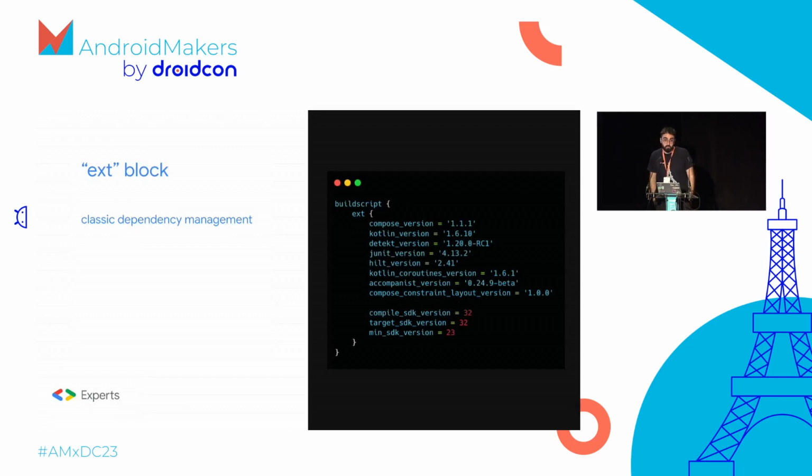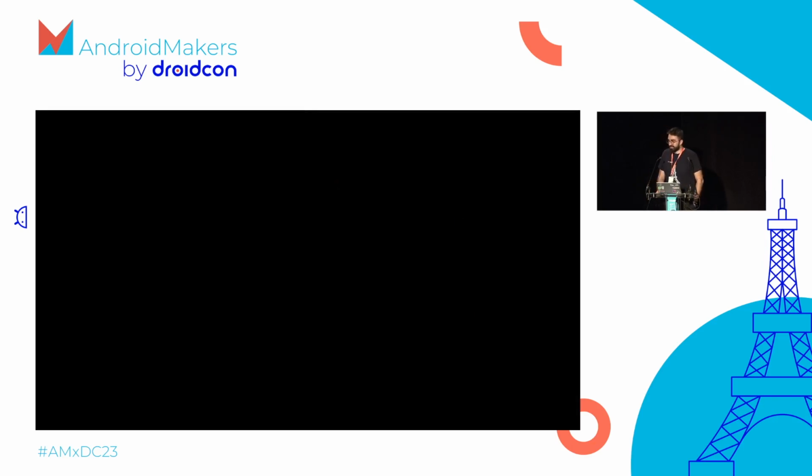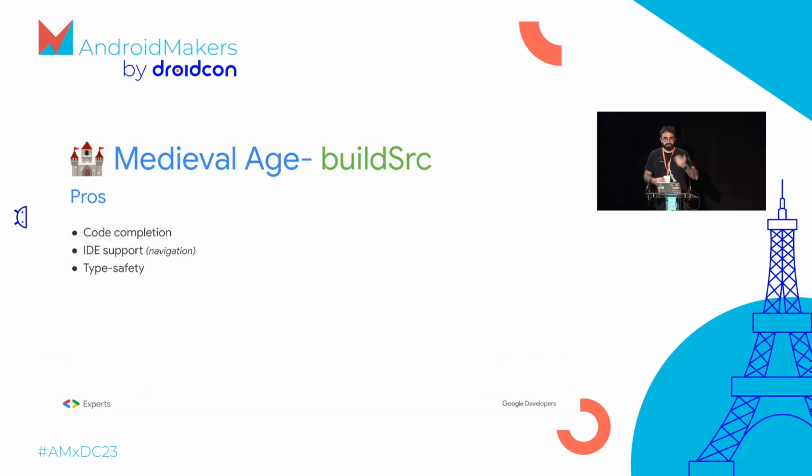Some of us maybe still have this in our project, and I really feel sorry for that, because honestly it's terrible. So the next step in this tooling and scripting, which I would define as the medieval age, was to introduce the buildSrc modules. The buildSrc was an initiative with which people tried to mitigate the issues we had previously.